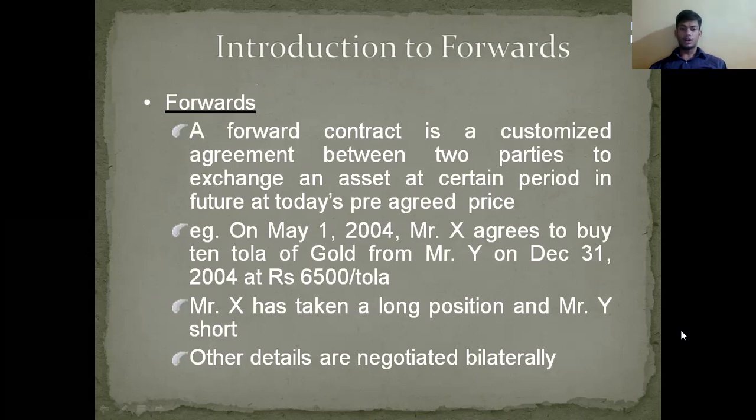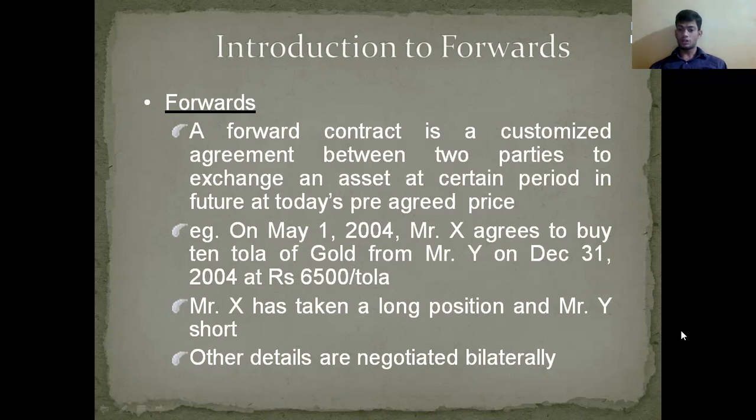At today's pre-agreed price. For example, on May 1st 2004, Mr. X agreed to buy 10 tola gold from Mr. Y on December 31st 2004 at the rate of 65,000 per tola.